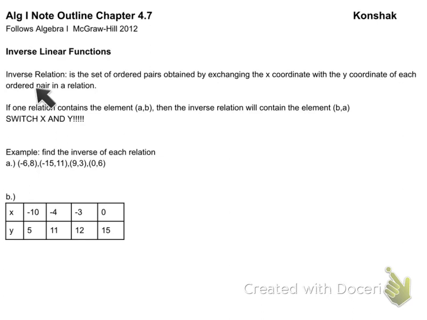Guys, an inverse relation is a set of ordered pairs obtained by exchanging the x and y coordinates of each ordered pair. Basically, if I start at point A and I go to point B, the inverse brings me back. So we don't want to say opposite, because if I add, then I can subtract, and if I multiply, then I divide. If I multiply something by 2, to get back to where I started, I'll divide by 2. So you're going to do the inverse operation.